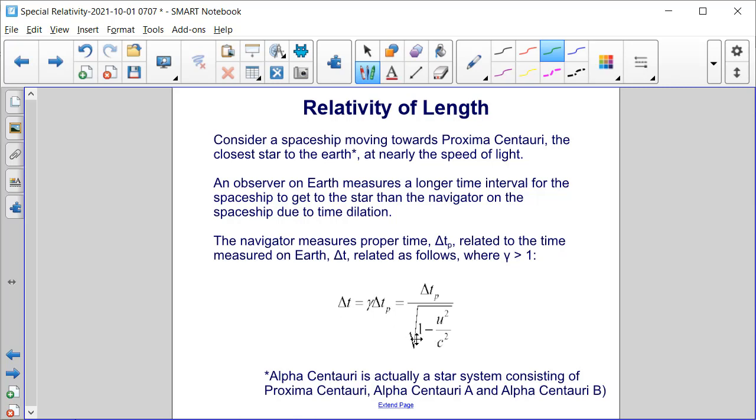So this is a substitution that should look familiar. All we're doing here is substituting. We've seen this equation before where delta t is equal to gamma times delta t p. All I'm doing is substituting for the Lorentz factor, 1 over square root of 1 minus u squared over c squared. So the time measured on Earth is related to the time measured on the spaceship through this Lorentz factor where it is greater than 1.